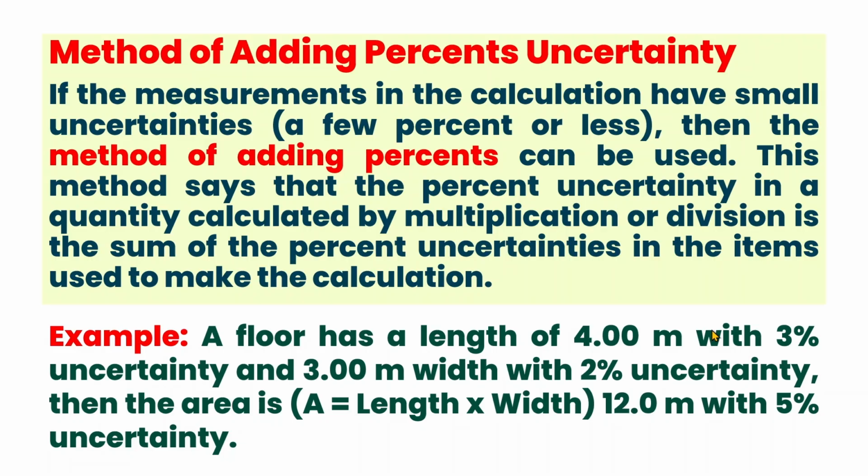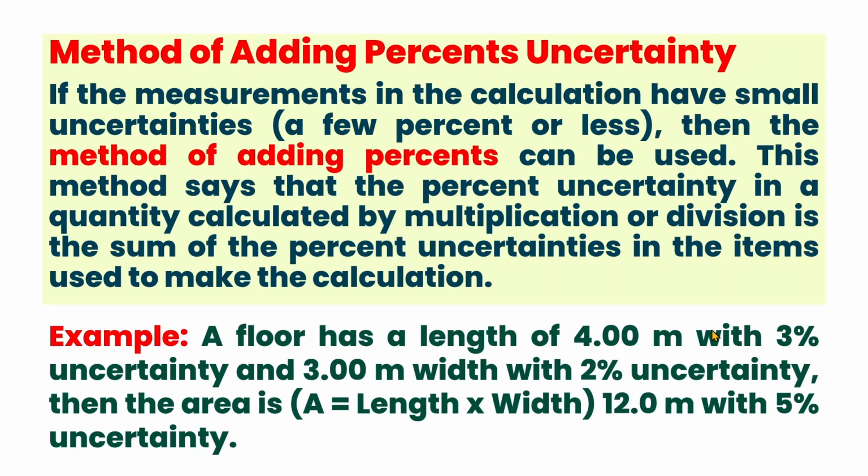This method says that the percent uncertainty in a quantity calculated by multiplication or division is the sum of the percent uncertainties in the items used to make the calculation. So you can just add the percent uncertainties if you multiply the numbers with percent uncertainty. And that is also applicable if you divide the numbers with percent uncertainties.